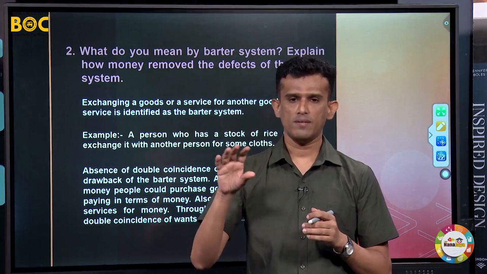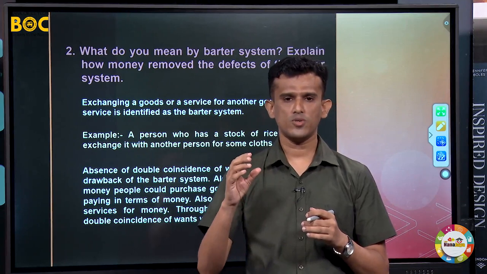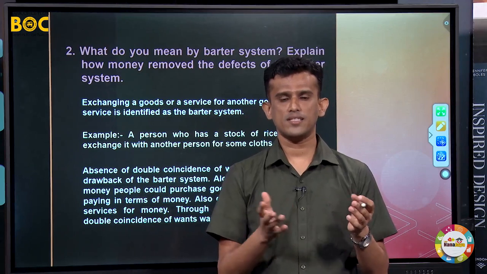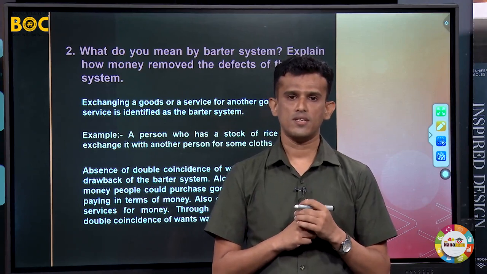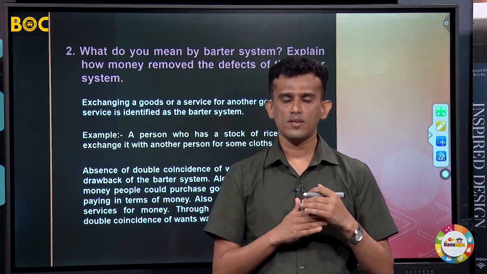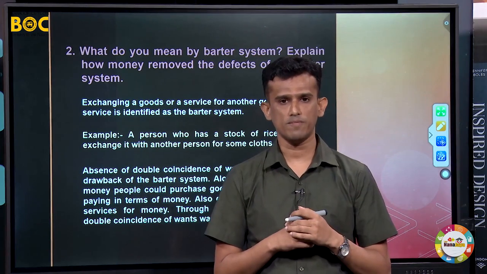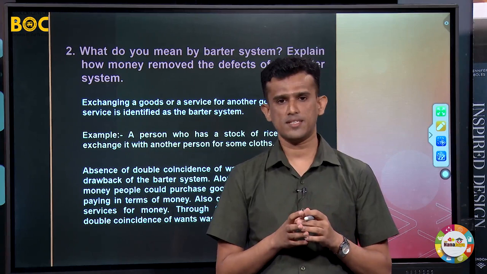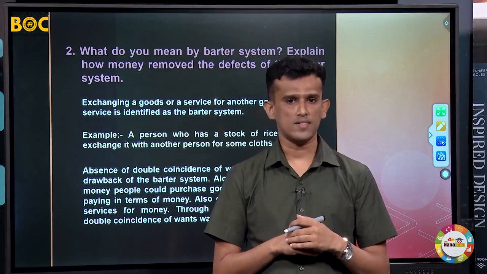We can say one table equals 50,000 rupees. We can say one chair equals 10,000 rupees. We can say 1 kilogram of rice is equal to 100 rupees. Like this, we can express the value of goods and services in terms of money. So therefore, the problem of not having a common measure of value was also solved through the use of money. So like this, we can identify two major drawbacks of the barter system and identify how they were solved along with the use of money when answering this question.